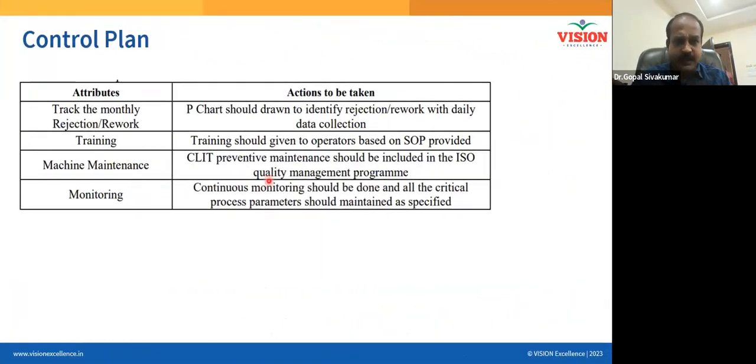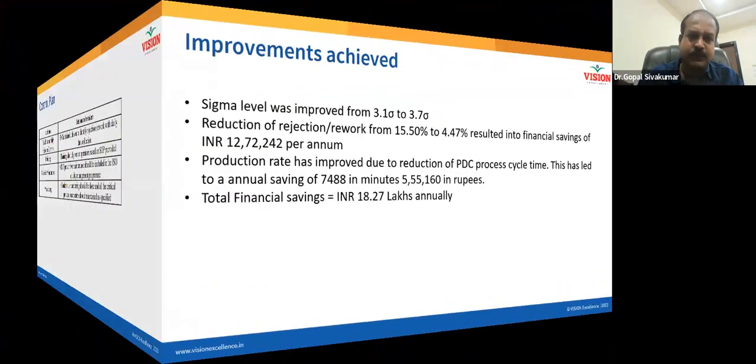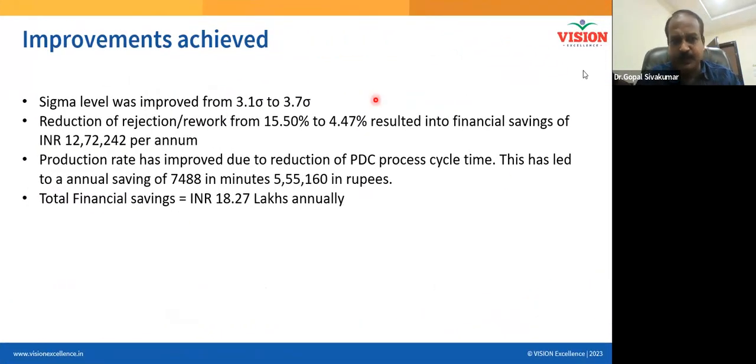And then these are the control plan. The same problem should not happen again. So what needs to be done? The company started taking monthly rejection reports, and training is in place and the maintenance is in place. Some additional monitoring is done, and all the X factors will be monitored at regular intervals. Thereby the problem cannot shoot up again. So this is how the flow will be, and these are the improvements achieved.